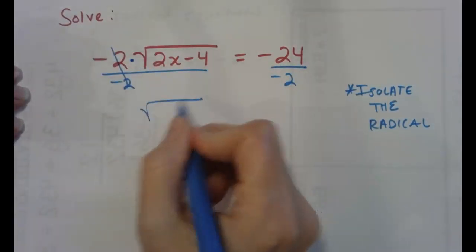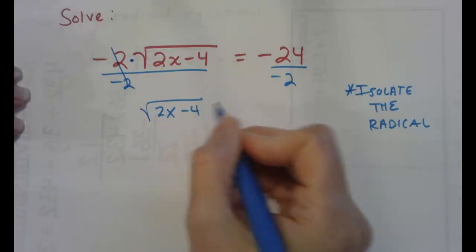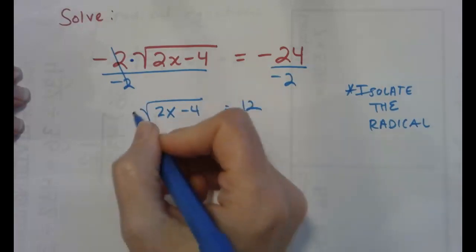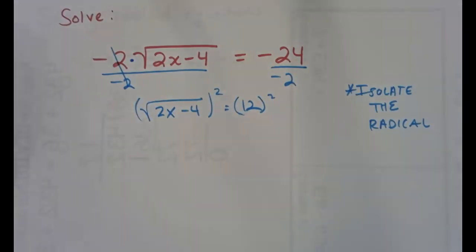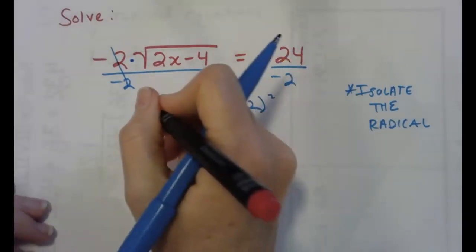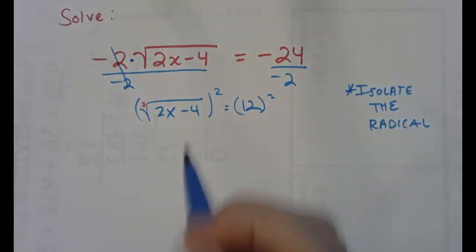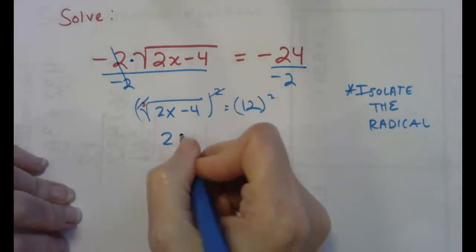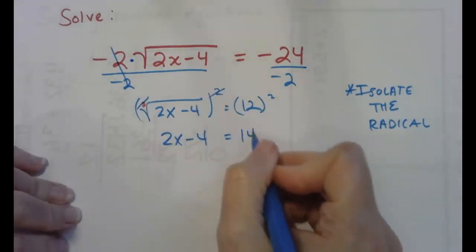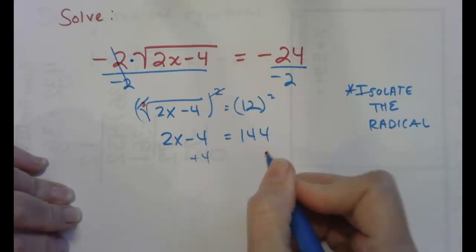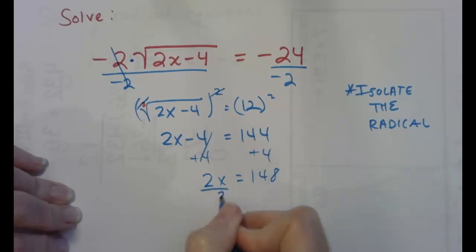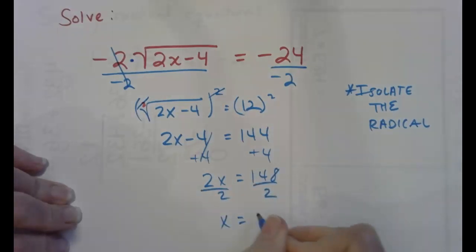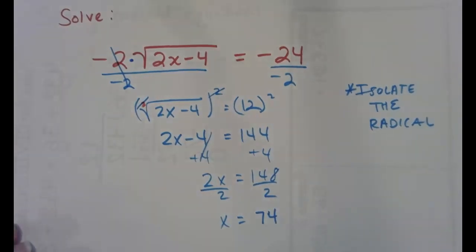Those cancel. We get the square root of 2x minus 4 equals 12. From here, in order to undo that radical, we are going to square both sides because the index of the radical is 2. Those cancel. We get 2x minus 4 equals 144, and then just solve. x equals 74. There we go. There's the first one.